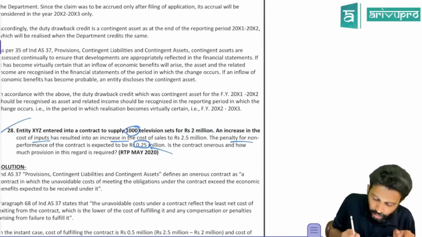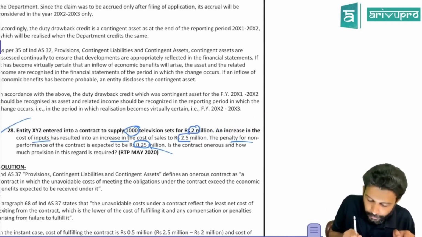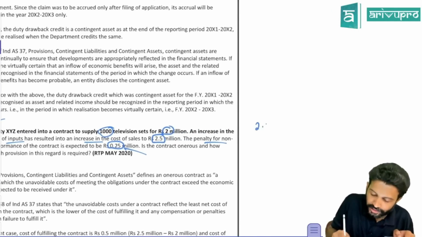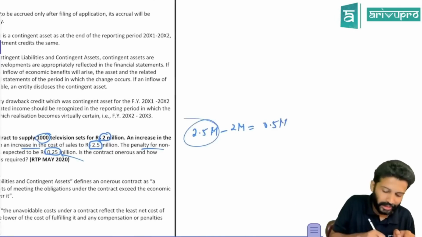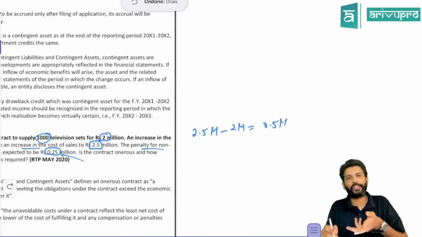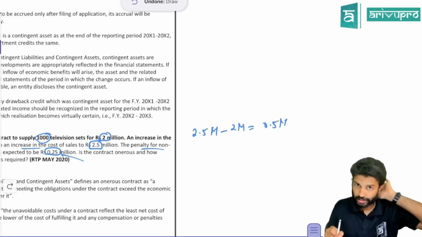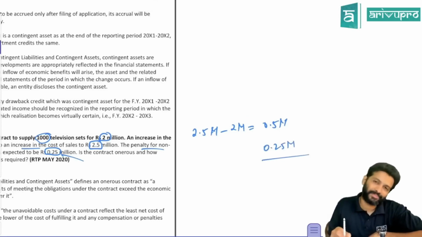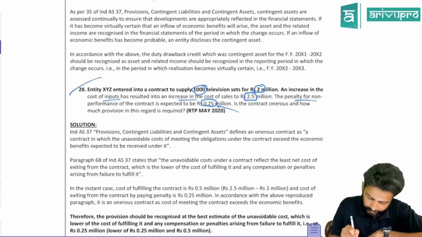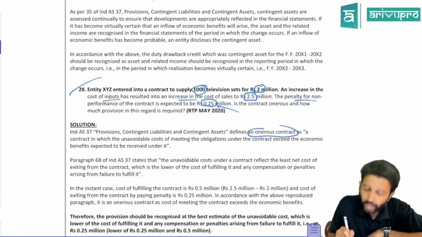Sir, you will sell it for 2 million, but your purchase cost is 2.5 million. So if you execute the contract, you will incur a loss of 500,000. Correct? Because your purchase cost is 2.5, you will sell it for 2 million. So if you execute the contract, you will make a 0.5 million loss. But if you cancel the contract, you have to pay an exit penalty of 0.25 million. So what do we call these contracts? We call them onerous contracts.